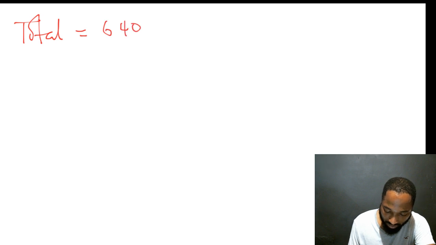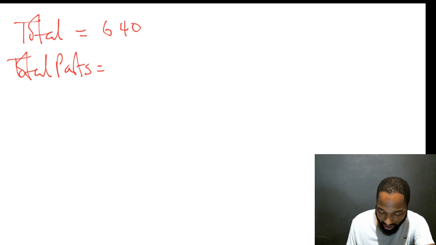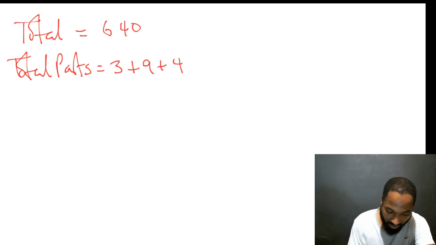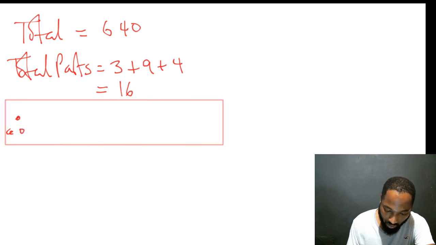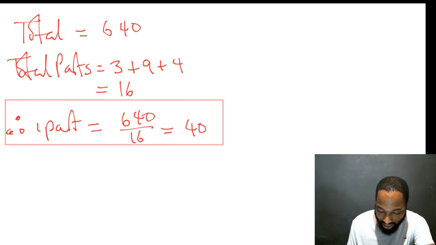So that's good. Alright, so the total is 640. Total parts would be equal to, I forget what numbers I used, I think it was 3 plus 9 plus 4. Yeah, so this comes up to 16, which is the number I wanted. And therefore, I'm going to do the magic here. One part would be equal, and this was my aim all along, 640 divided by 16. Calculator says that is $40.